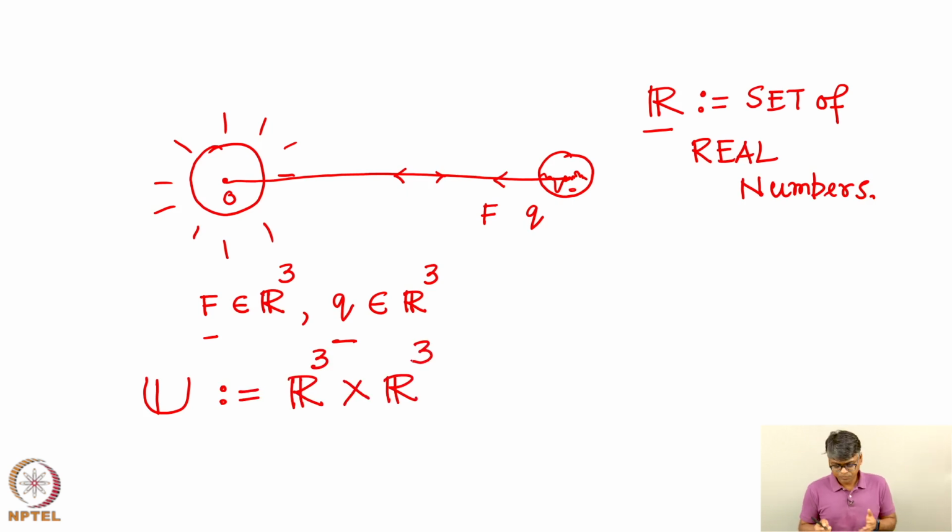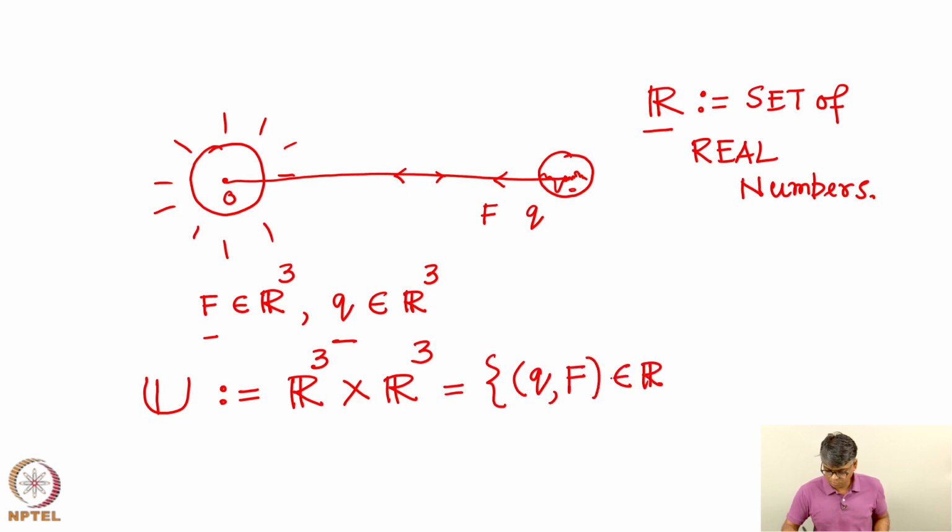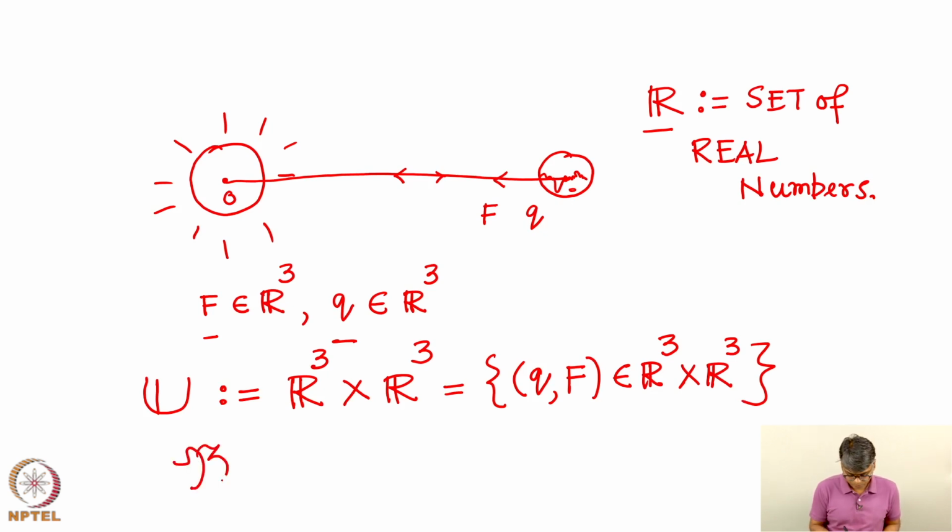What is meant by this? This is the set of all possible pairs (Q, F), because Q can take any value from R3 and F can also take any value from R3. That's why the universum is this. What is the behavior in this case though? Can anyone tell me what would be this behavior?